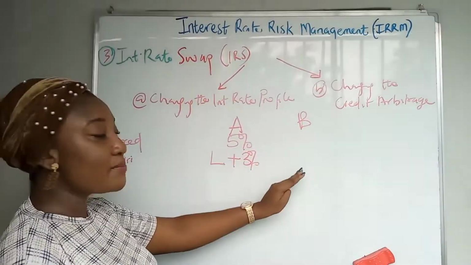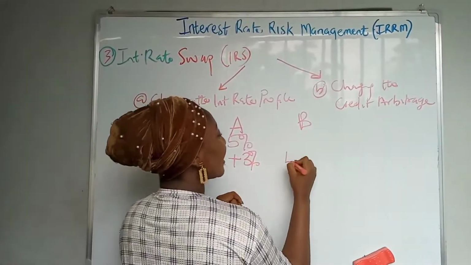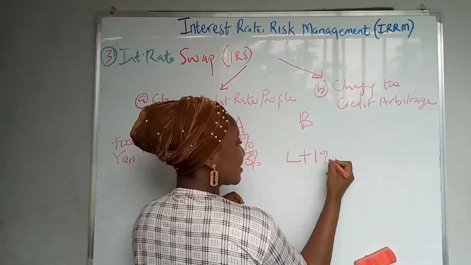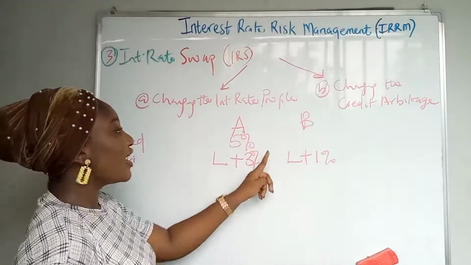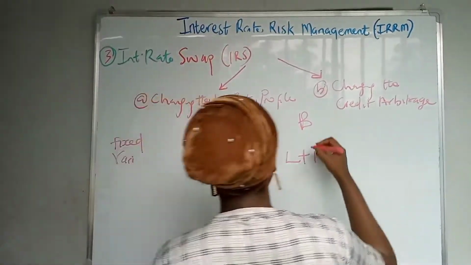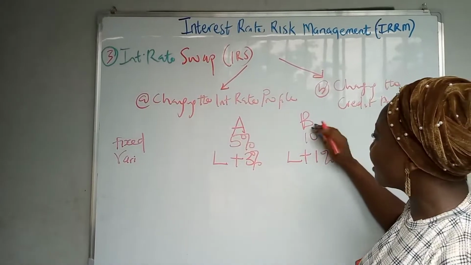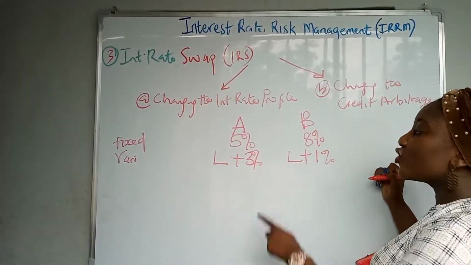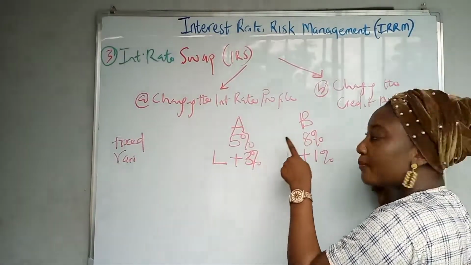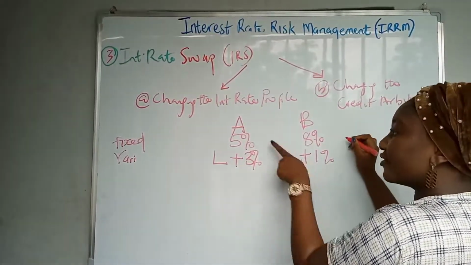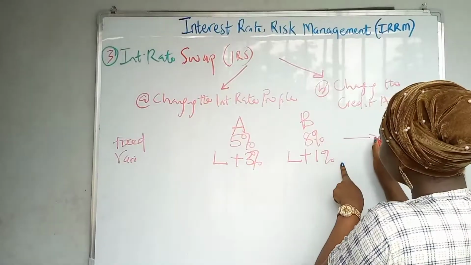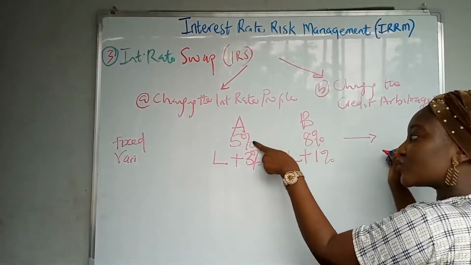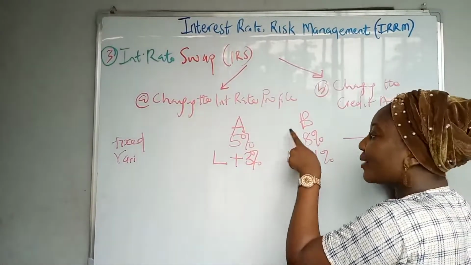But for company B, its own variable cost is like LIBOR plus 1%, which is low compared to this. Then B's fixed interest rate is like 10%, or let's say 8%. So in these two aspects, B has a disadvantage of fixed interest rate. Can you see that? It has a disadvantage with its fixed interest rate, comparing it to its colleague. They are both debtors.